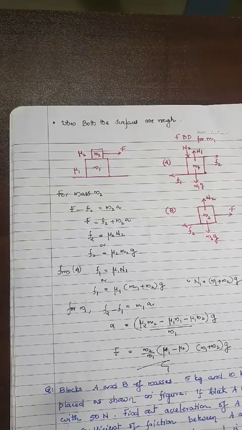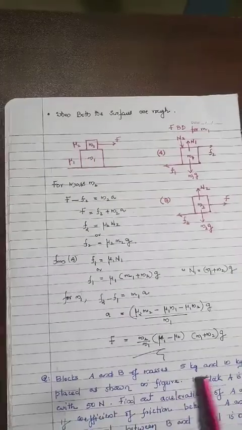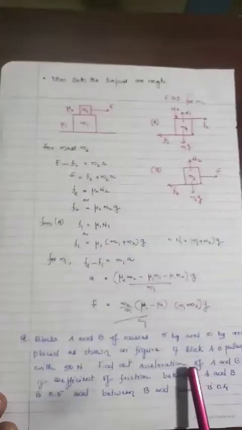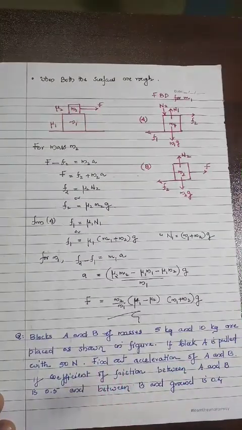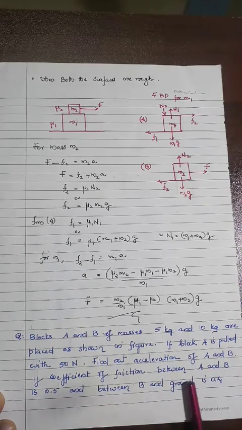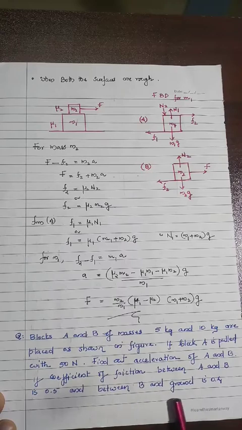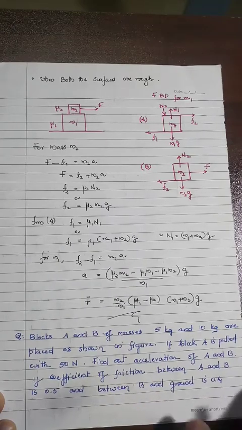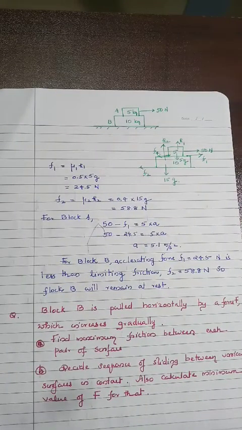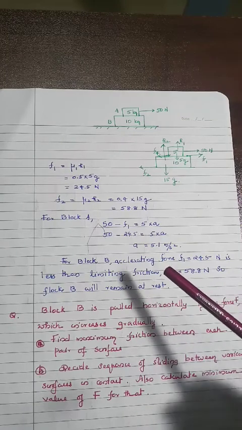We are with a good question. Blocks A and B of masses 5 and 10 kg are placed as shown in the figure. If block A is pulled with 50 Newton, find out the acceleration of A and B, if the coefficient of friction between A and B is 0.5 and between B and ground is 0.4. Look at the figure and the free body diagram. Write the mathematical expressions, then you get the answer so easily.